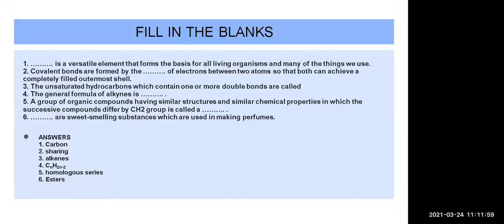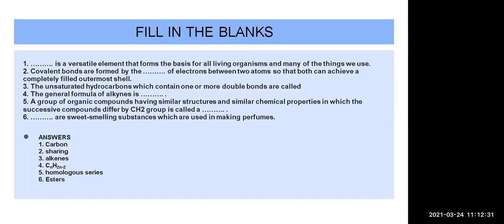Now here come the fill in the blanks. Dash is a versatile element that forms the basis for all the living organisms and many of the things we use. The answer is carbon. Carbon is the most versatile element which forms the basis for all the living organisms. That's why we say an organic compound contains carbon and an inorganic compound does not contain carbon. And carbon is present in all the living beings and all the living organisms. So here carbon is a versatile element.